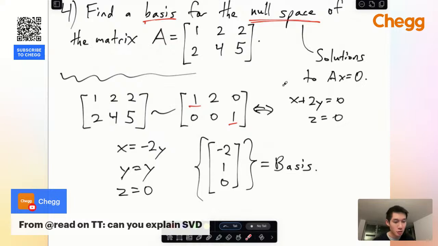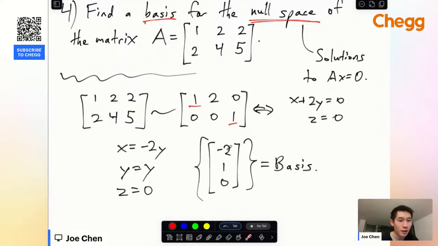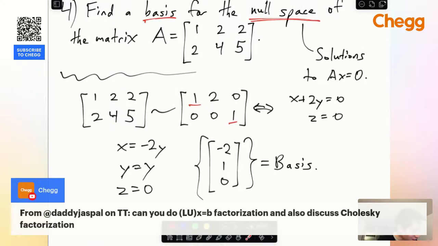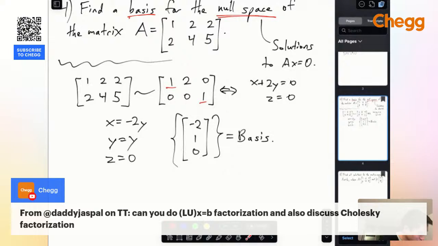And then there's another question from Daddy Jaspel on TikTok. Can you do lower upper factorization and also discuss Cholesky factorization? So, all right, let's do it. Let me go to a new page. There's my mouse.